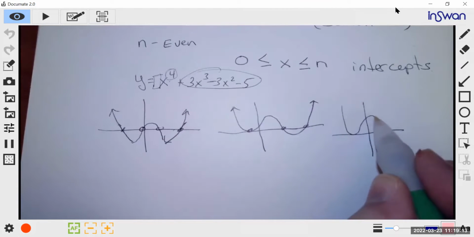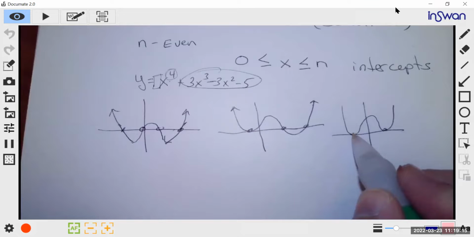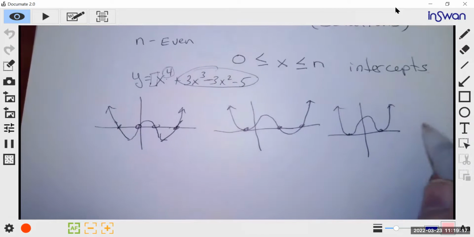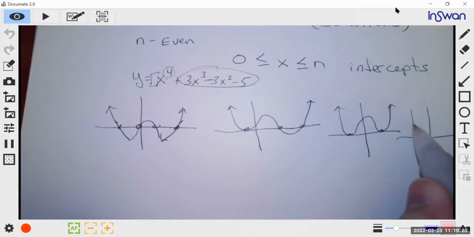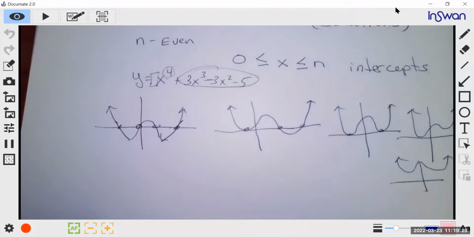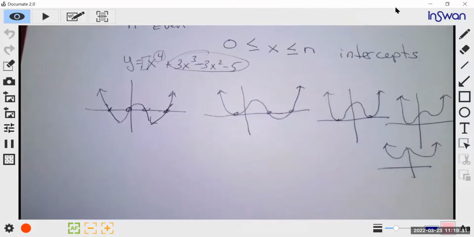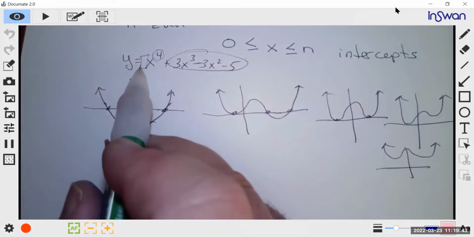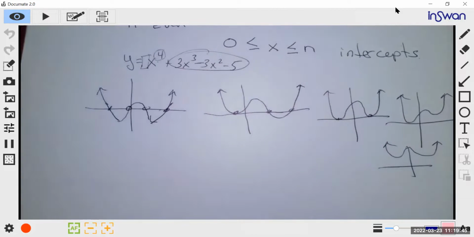It can have 2 x-intercepts. It can have 1 x-intercept, or it can have none, because the whole graph could be shifted up above the x-axis. Remember, it works the same way if the leading coefficient is negative, it just points down.